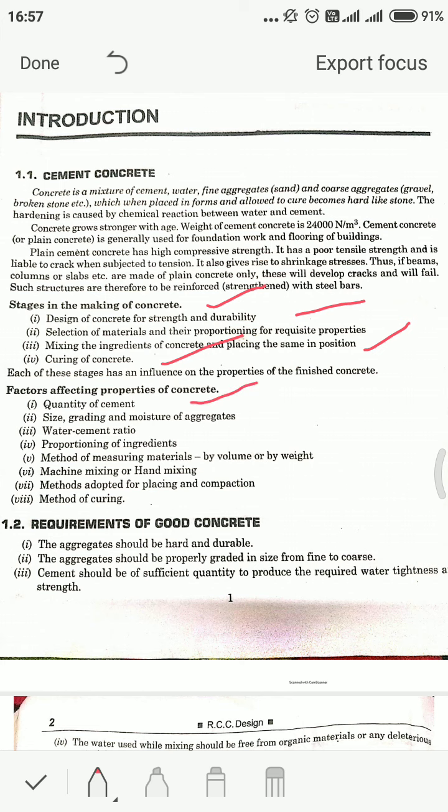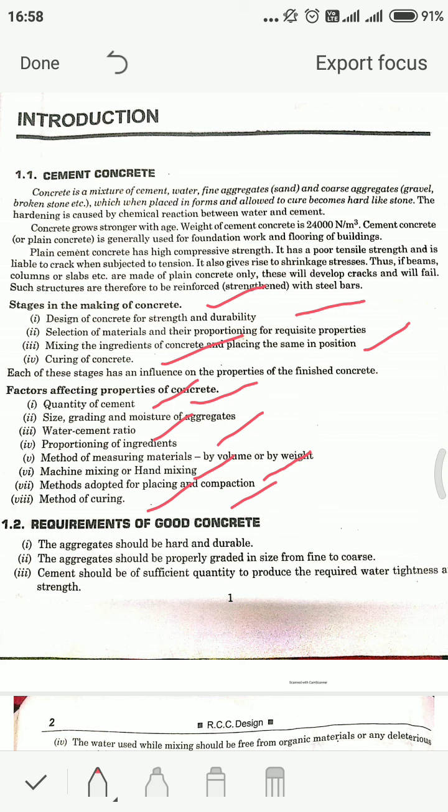These are the factors which affect the properties of concrete, such as quantity of cement, size, grading, moisture of the aggregate, WC ratio, proportioning of the ingredients, and method of measuring material. This is the basic factor which affects the properties of the concrete. How we measure the material, by volume or by weight. Mixing, machine mixing or hand mixing, methods adopted for the placing and compaction, and the methods for the curing. So these are the basic factors affecting the properties of the concrete.